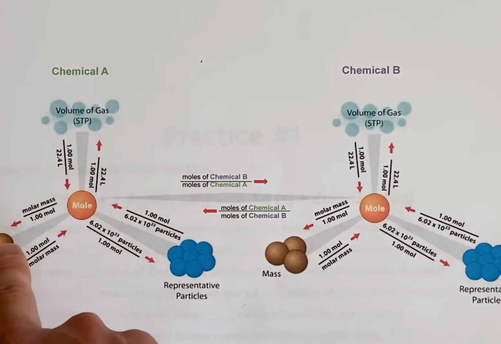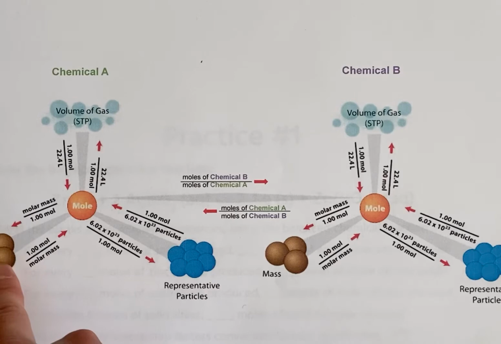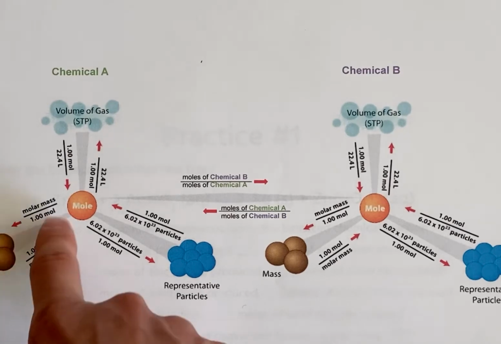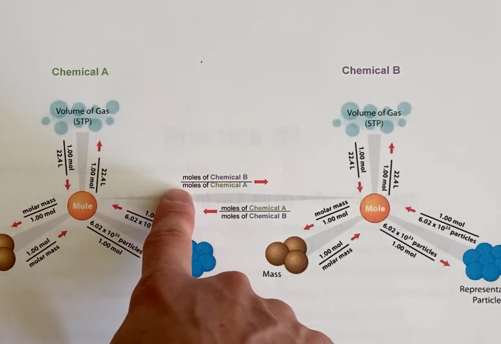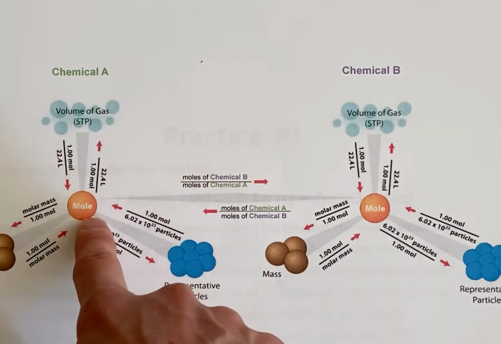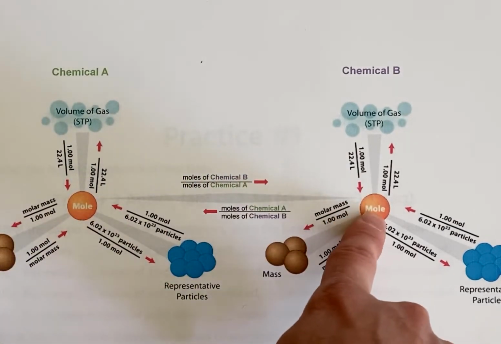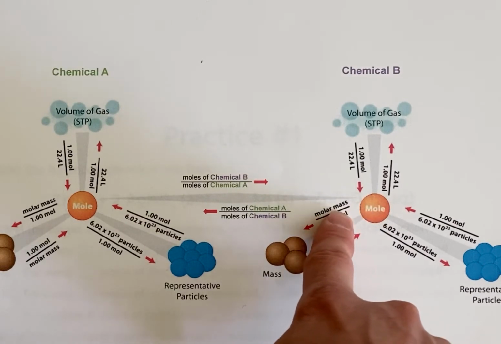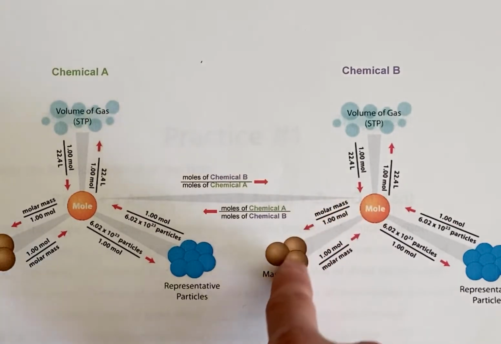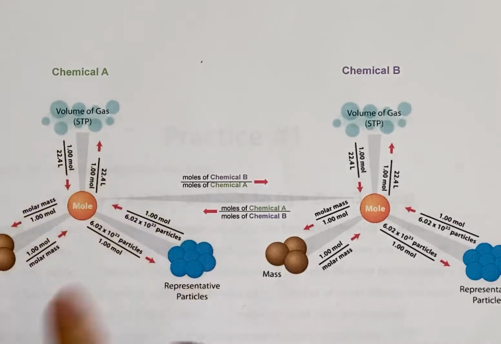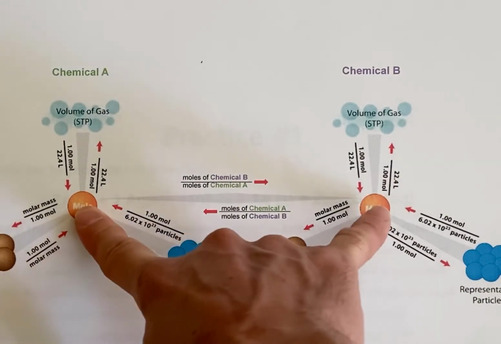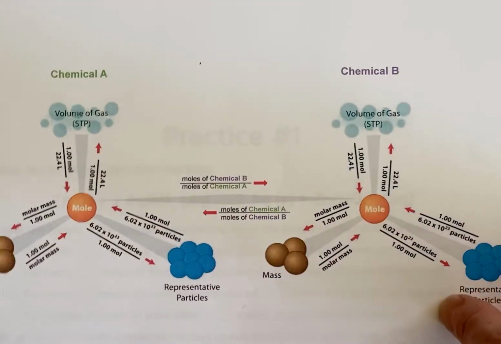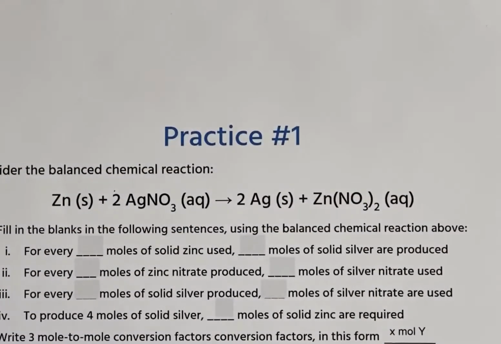And to do that, you're going to multiply by 3 conversion ratios. You're going to multiply by this conversion ratio to change chemical A from grams to moles, multiply by this conversion ratio to change moles of chemical A to moles of chemical B, then multiply by this conversion ratio to change moles of chemical B to grams of chemical B. So that's next week. This week, we're just changing moles of chemical A to moles of chemical B. That's it. So let's jump into it.